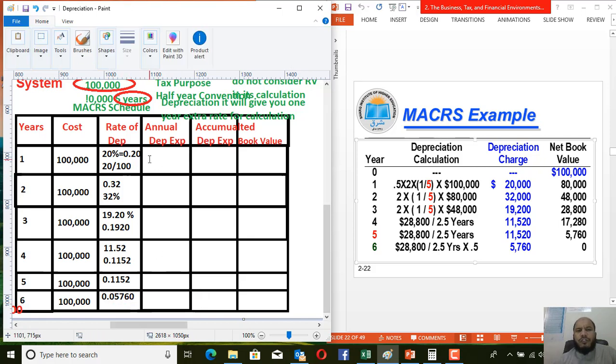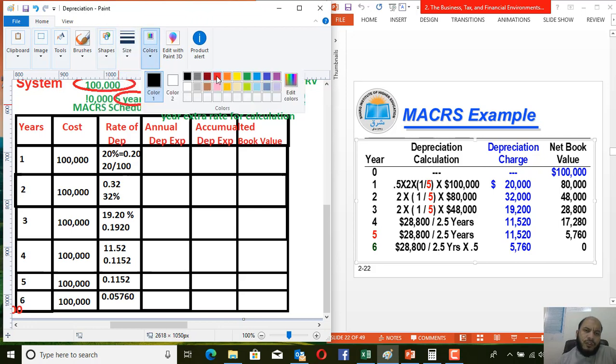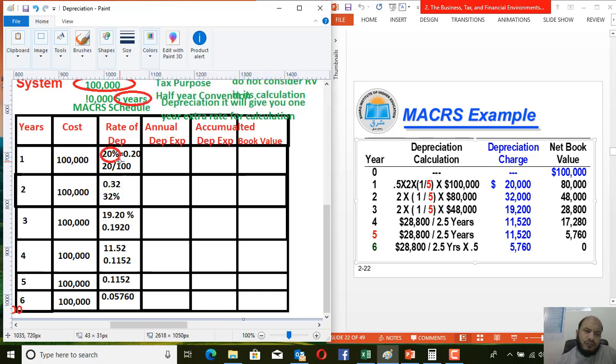Dear students, these rates are already available and will be given to you, and you will use these rates. So in the first slide the given rate is 20%, then 32%, then 19.20%, then 11.52%, again 11.52%, and then 5.760%, which we convert to decimal for calculation so that we understand easily.